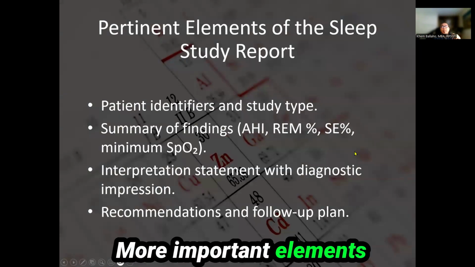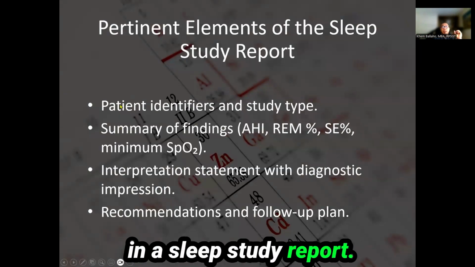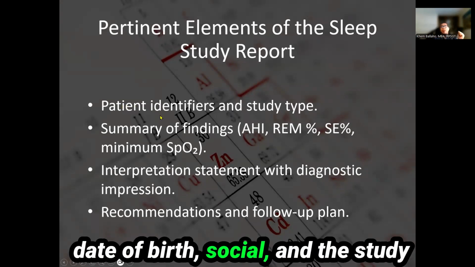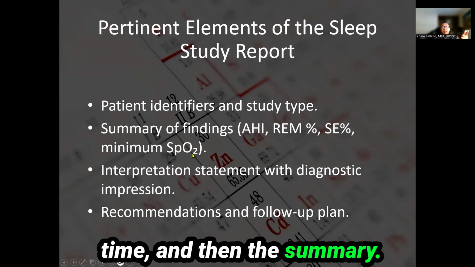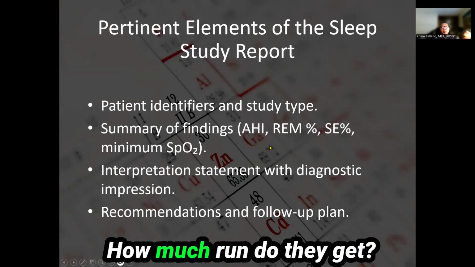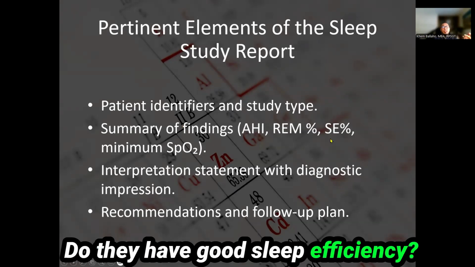More important elements in a sleep study report. Again, patient identifiers, name, date of birth, social, and the study type, and then the summary. What does this patient have? Do they have sleep apnea? How much REM do they get? Do they have good sleep efficiency?